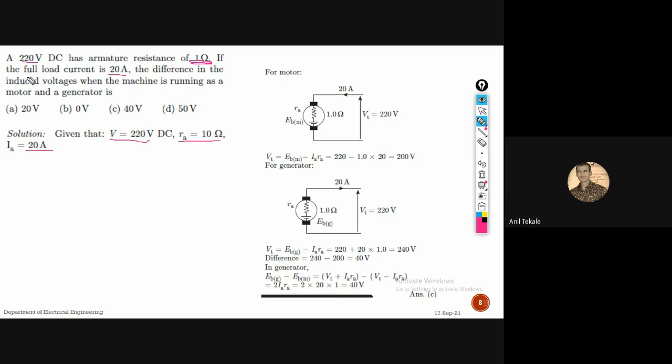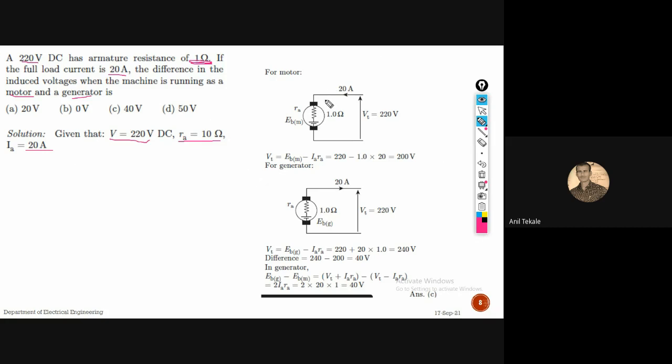The difference in the induced voltage when the machine is running as a motor and as a generator. Just try to understand the question's concern. We have a 220 volt DC motor having armature resistance of 1 ohm and a full load current of 20 ampere. When we connect this as a motor and when we connect it as a generator, what will be the difference between the induced voltage? Okay, fine. So now let us go for the solution.